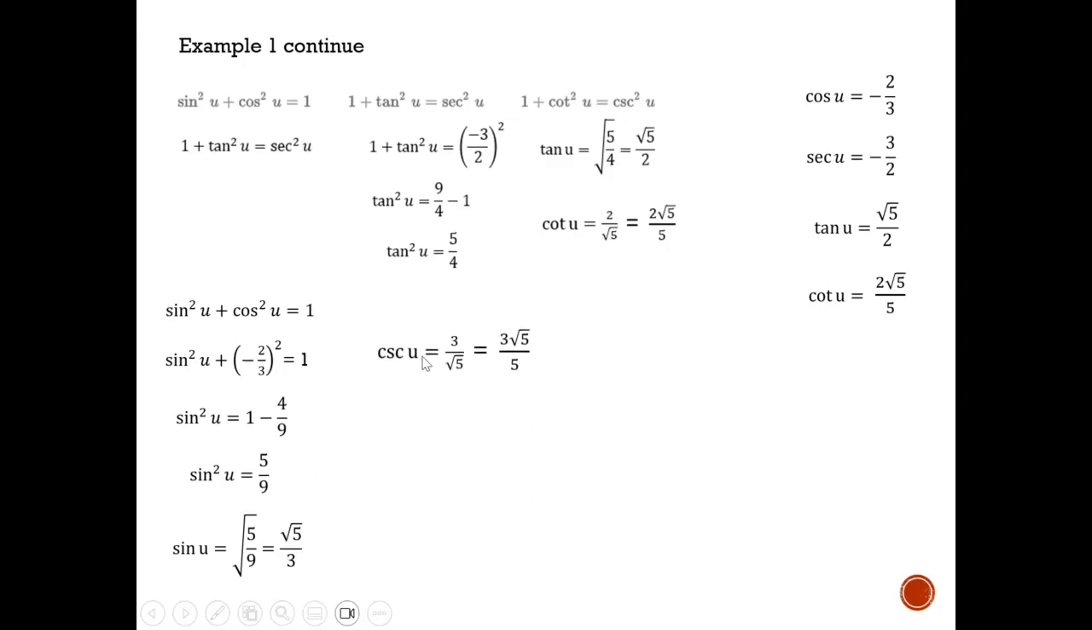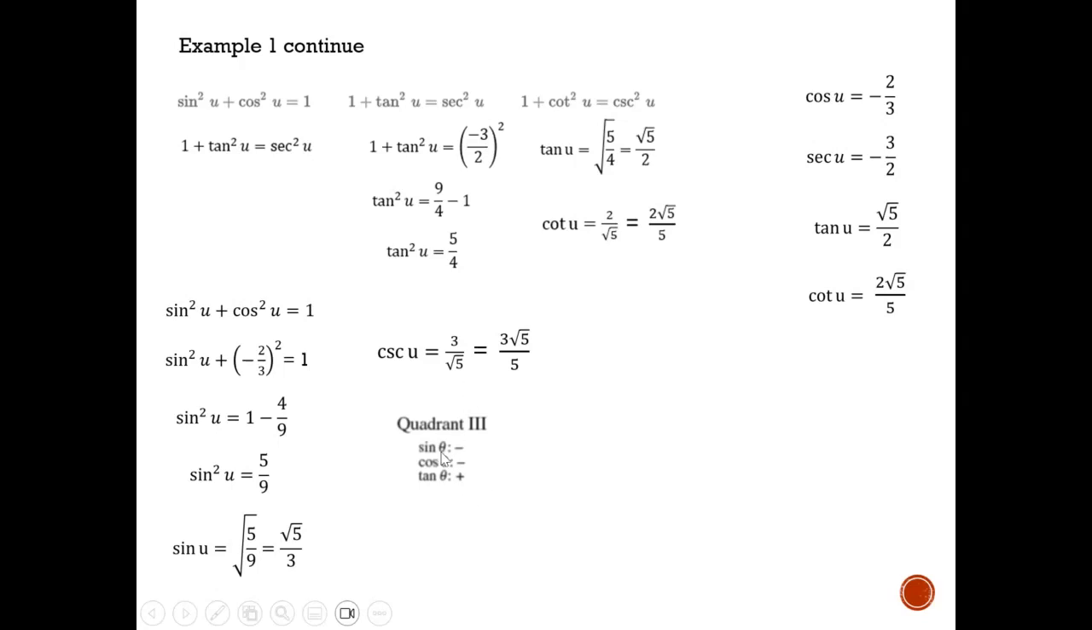Right, so then the cosecant of u will be the reciprocal of the sine, which will give us 3 over square root of 5. And again, we have to rationalize the denominator. So if we multiply numerator and denominator by the square root of 5, it'll give us 3 square root of 5 over 5. So we have all the identities.